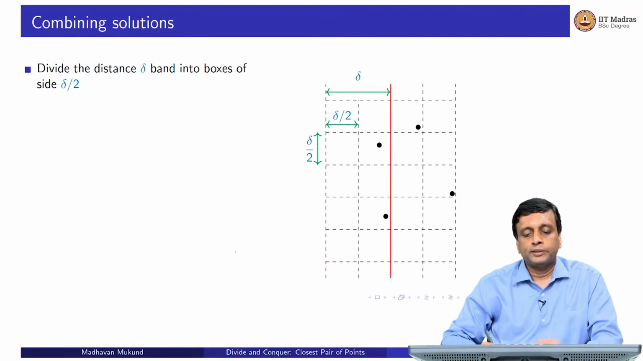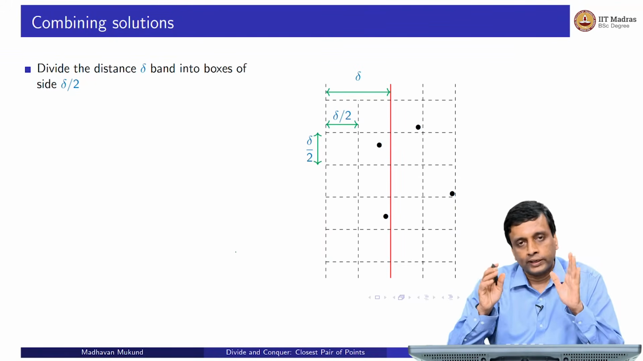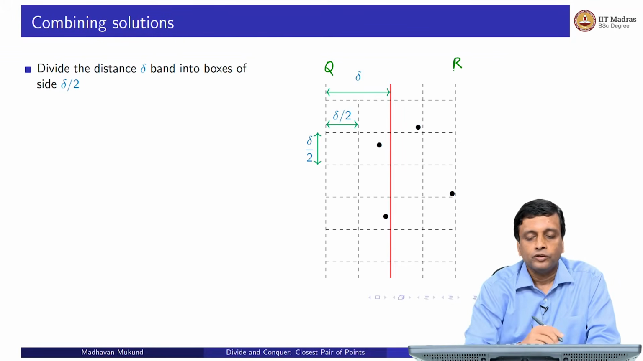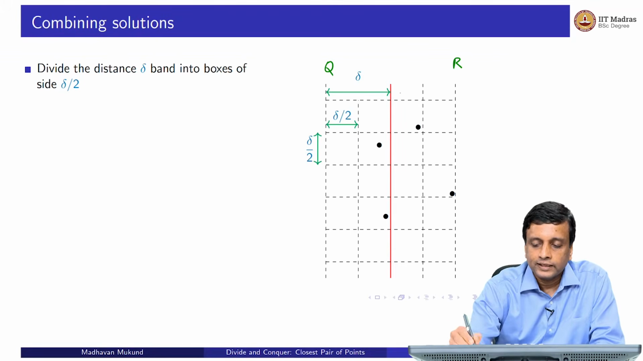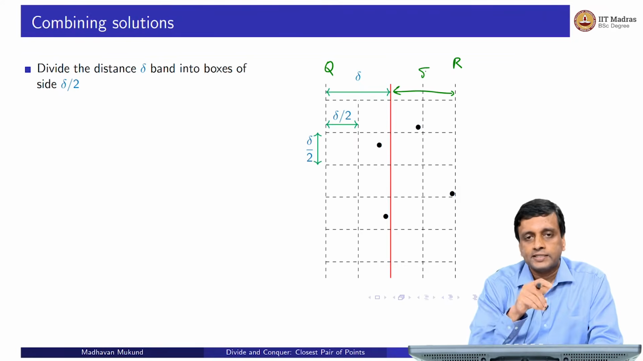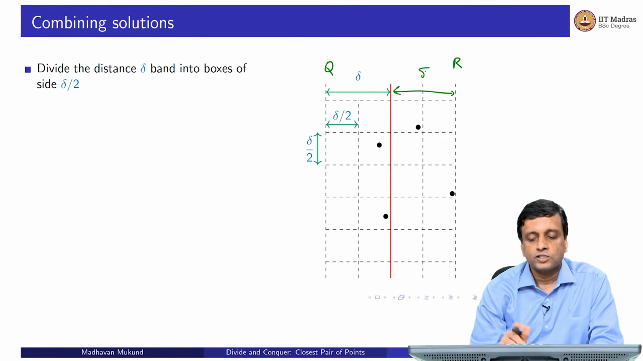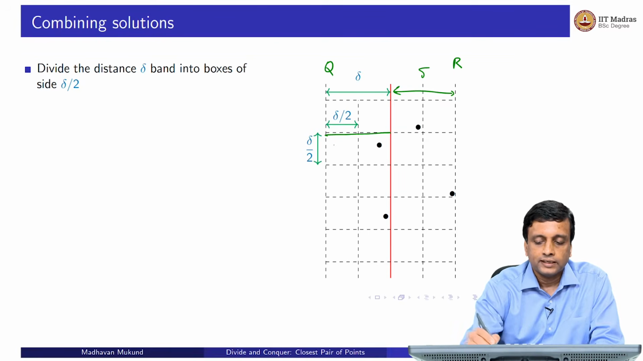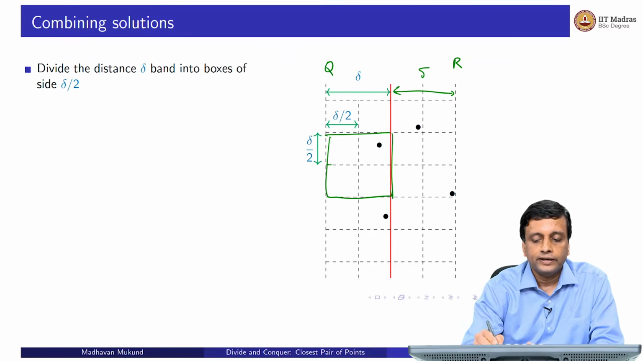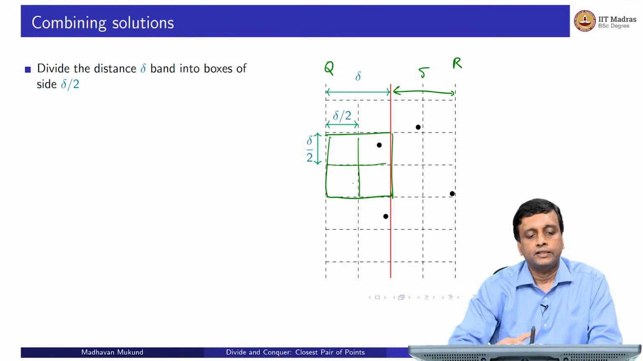So now I am focusing on the band. So this is that band. I am only looking at points inside the band, right. So the left hand side is Q as before, the right hand side is R as before. And now this is my band. So I have delta here and I also have a corresponding delta on the other side. So what I have done is I have taken this band and I have further subdivided it into these boxes of side half delta, right. So each box, this is delta, delta, delta, right. So I have taken each thing and I have divided it into these smaller squares of half delta.